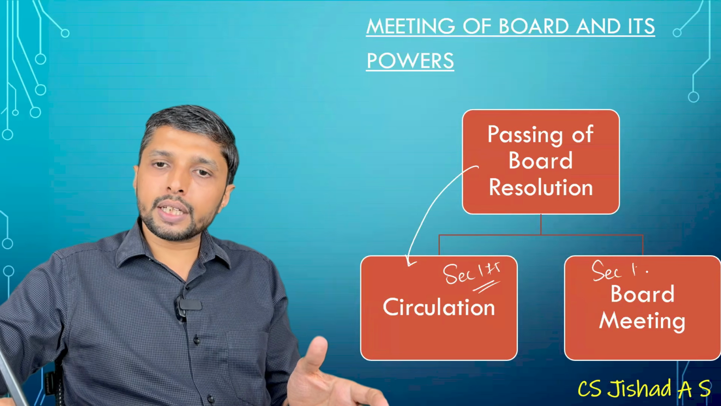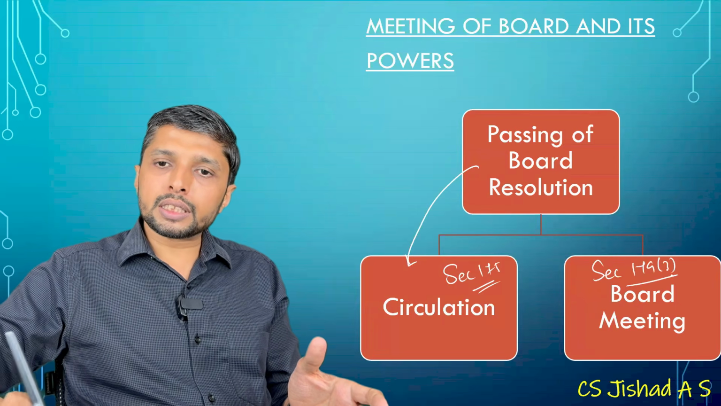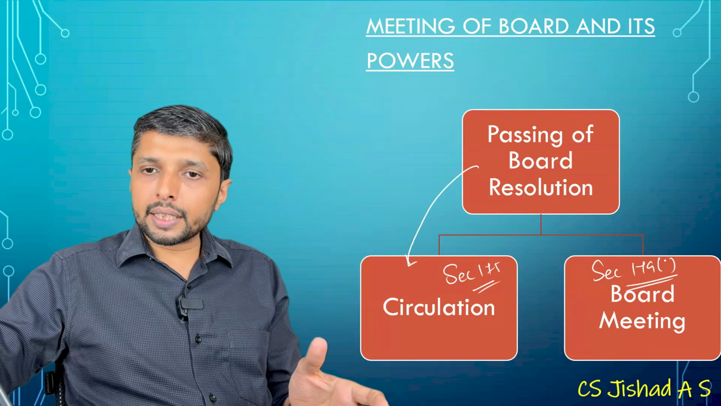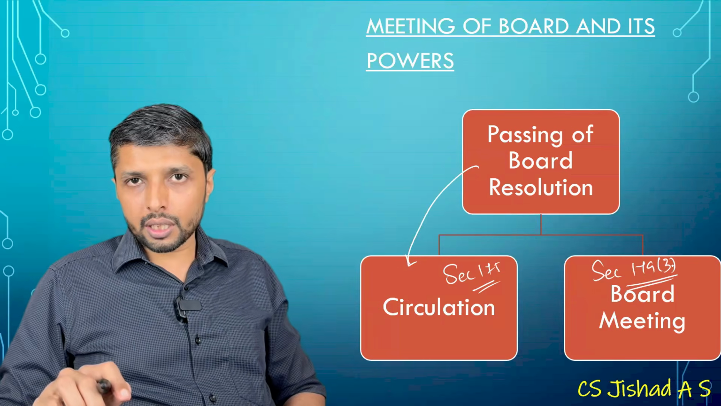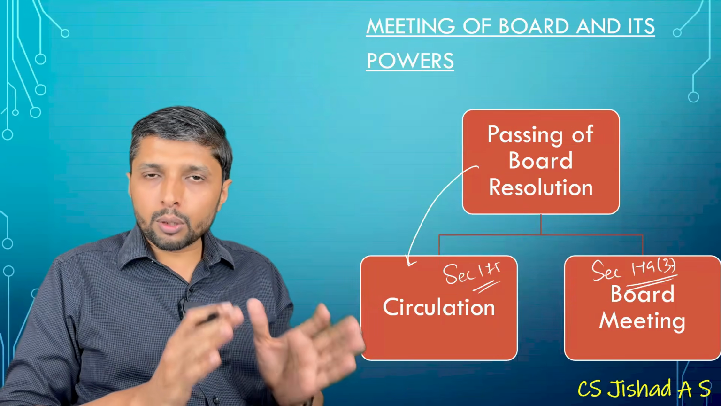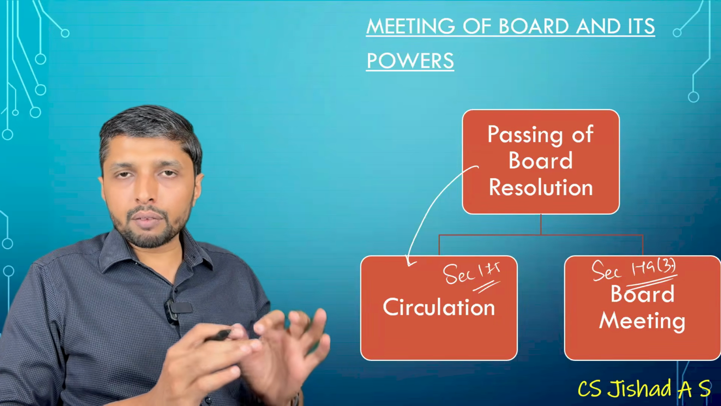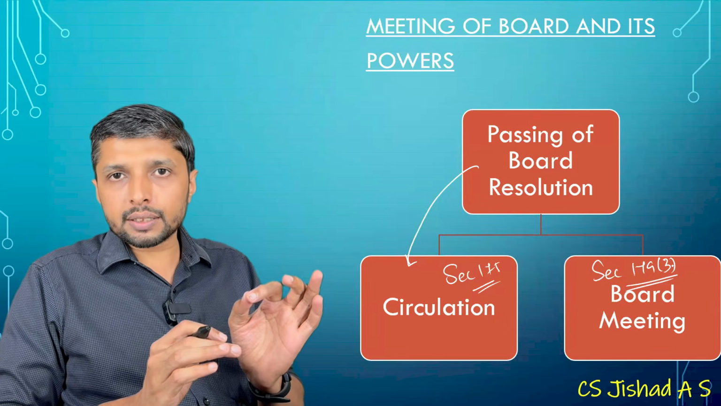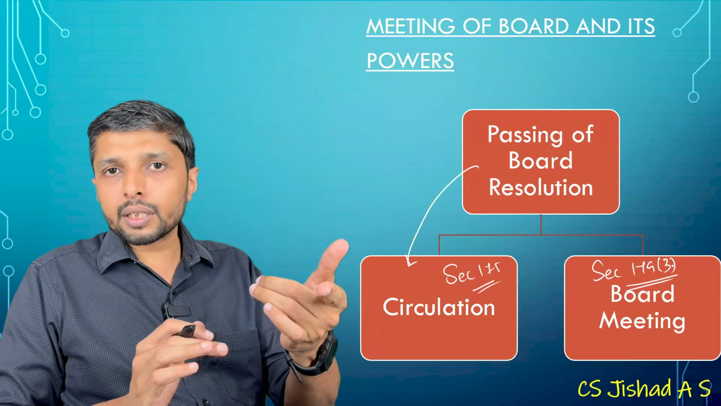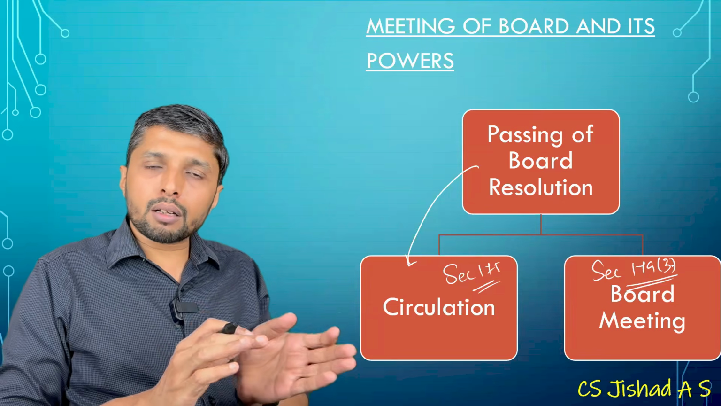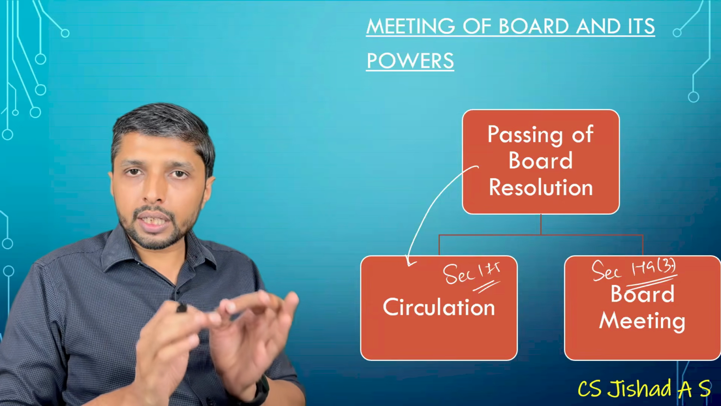Section 179 subsection 3 specifies certain powers which can be exercised by the directors only through a board meeting. With respect to circulation, that power can be exercised by a company if a particular item could not be discussed at a board meeting and cannot be deferred till the next board meeting, or if the item is of routine nature and the cost of conducting a board meeting is very high.